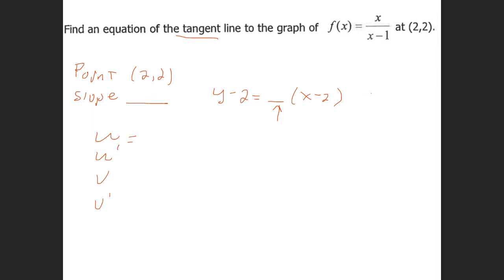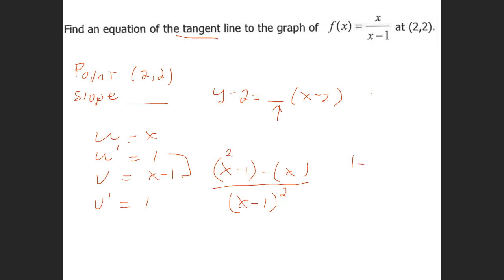So u is equal to x, so u prime is 1. v is x minus 1, v prime is 1. Inside, x minus 1, minus outside, that's just x, all over bottom squared. So if I wanted to find it at 2, I just plug 2 in here. So 2 minus 1 minus 2 over 2 minus 1 squared. So 1 minus 2 is... uh-oh, -1. I end up with -1, unless I did something totally wrong.